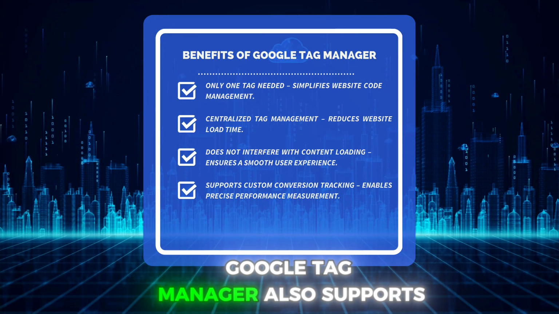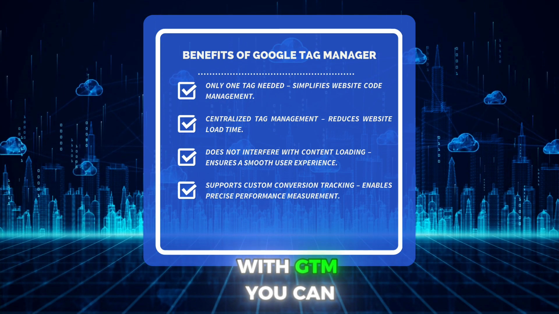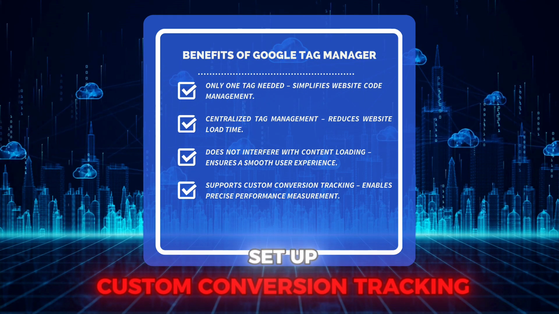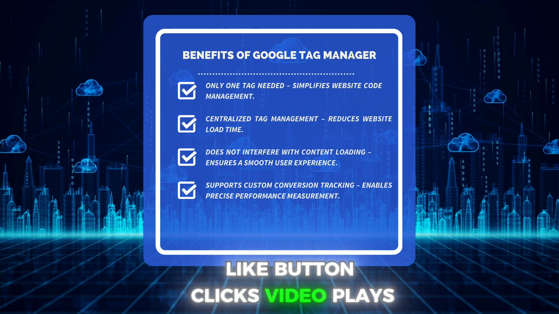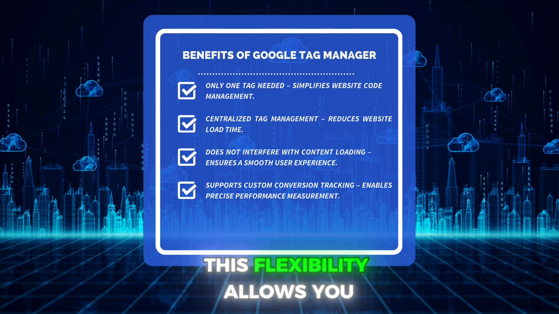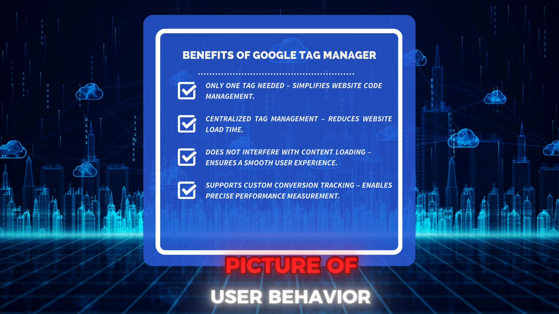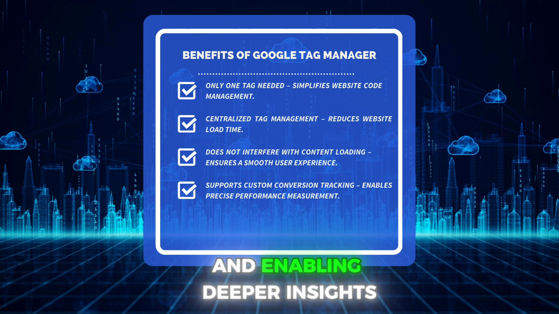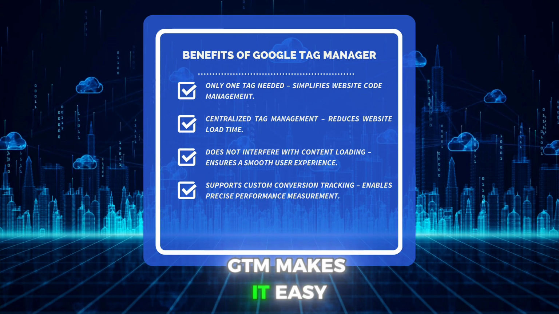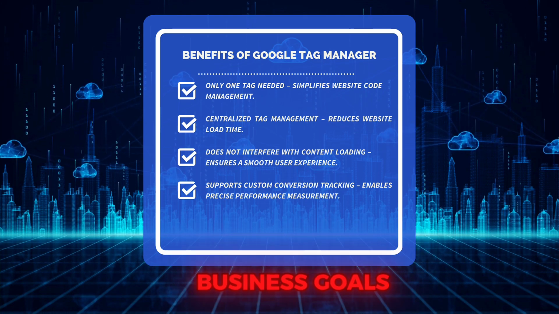Google Tag Manager also supports far more than basic conversion tracking. With GTM, you can set up custom conversion tracking for actions like button clicks, video plays, form submissions, and even user scroll depth. This flexibility allows you to capture a wide range of interactions, giving you a fuller picture of user behavior and enabling deeper insights. GTM makes it easy to create and track custom events that align with your specific business goals.